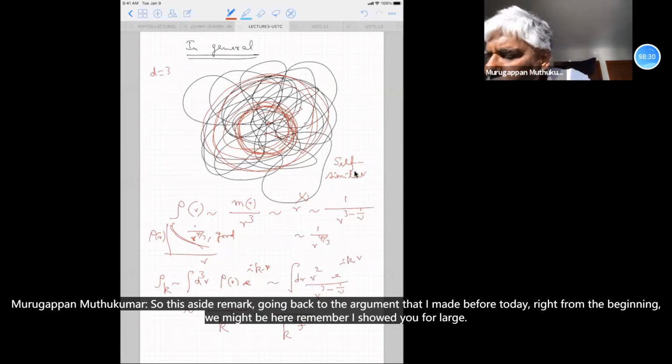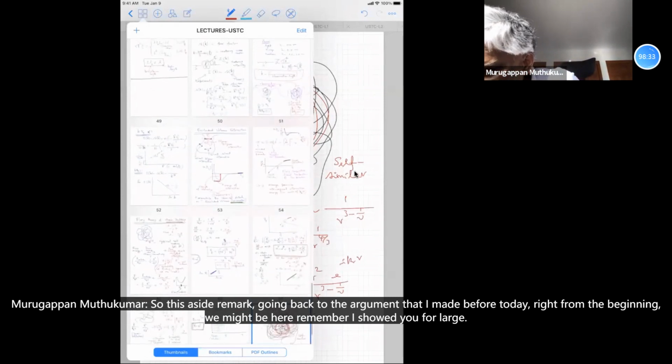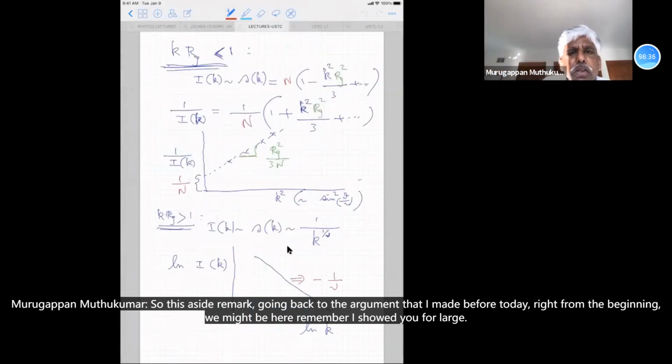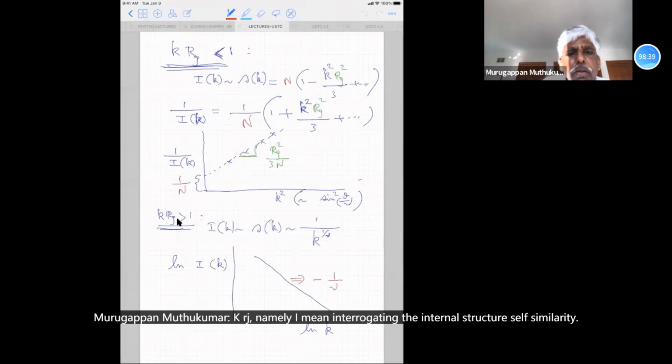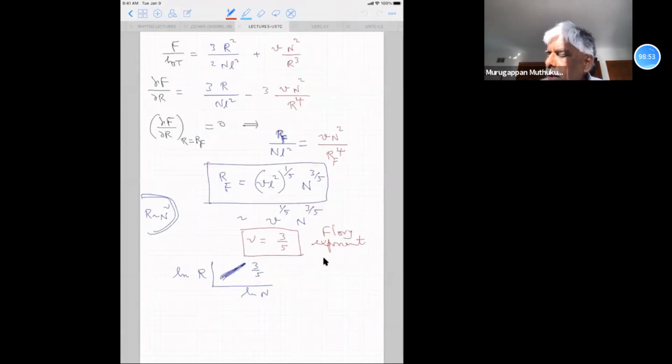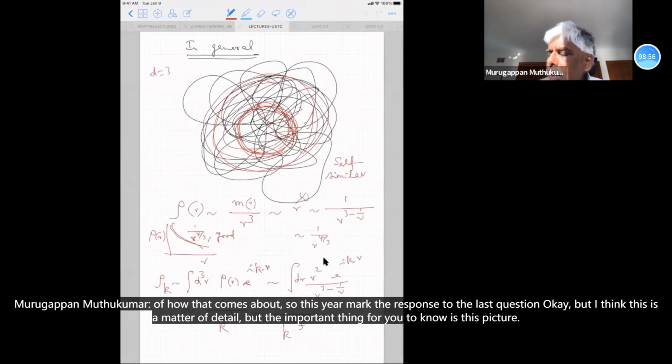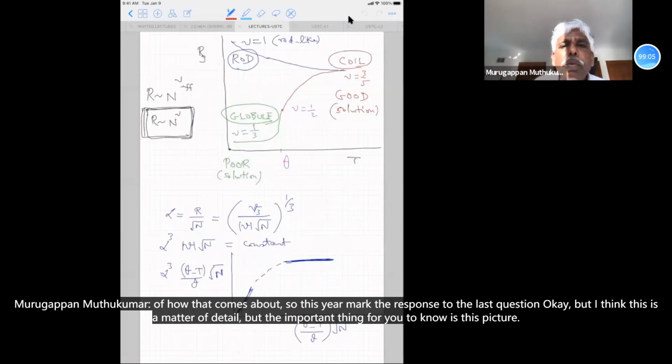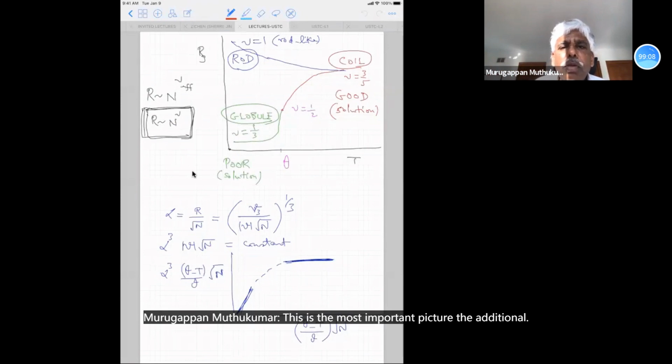Going back to the argument that I made before today, right from the beginning, going back to here, remember, I showed you for large k, namely, I'm interrogating the internal structure, self-similarity, the scattering intensity, which is the form factor, goes like 1 over k to the 1 over nu. So what I'm showing here is a general proof of how that comes about. So this is a remark, a response to the last question. Okay, but I think this is a matter of detail. But the important thing for you to know is this picture. This is the most important picture that you should know. You should remember.